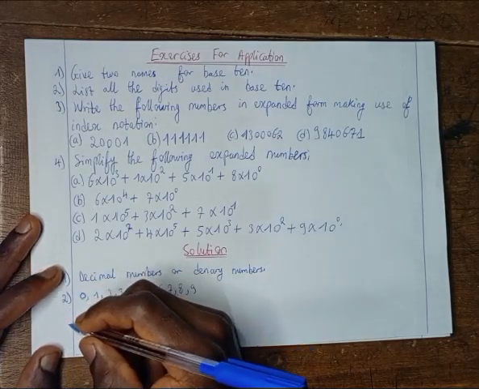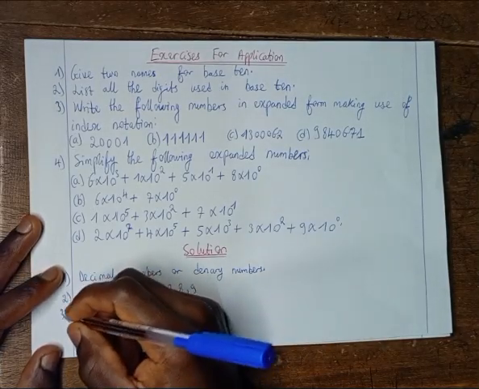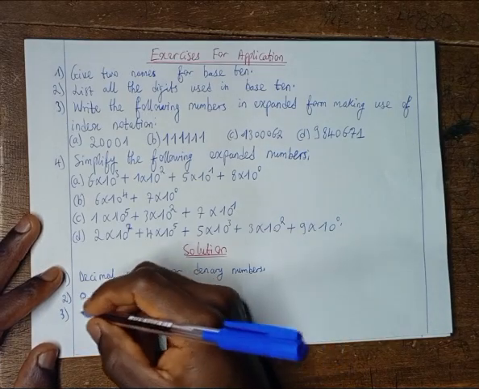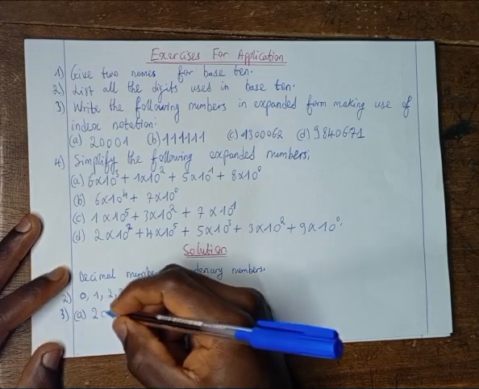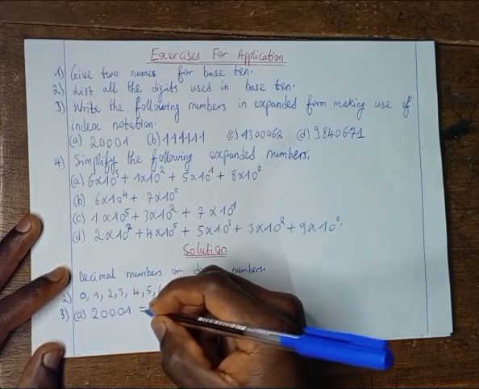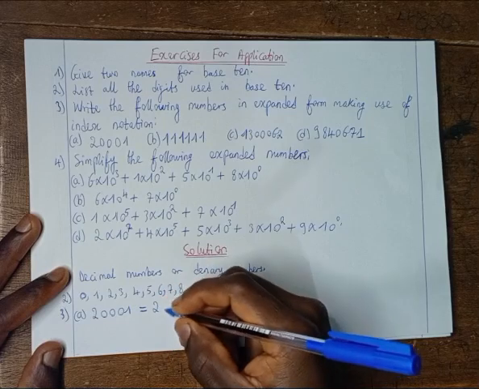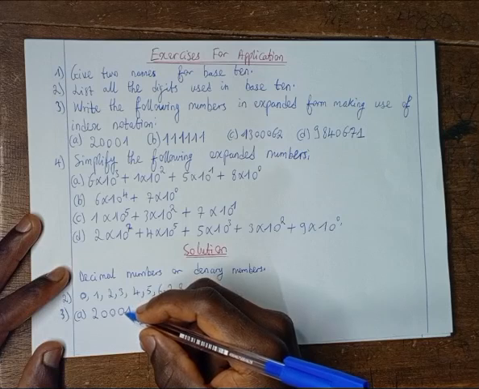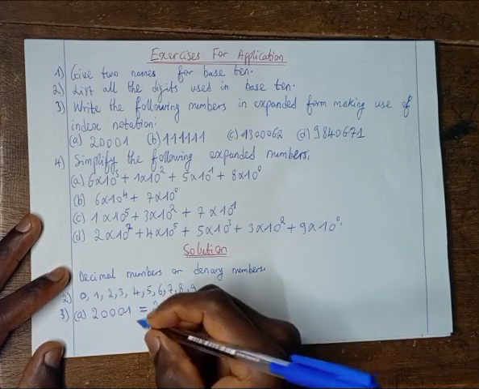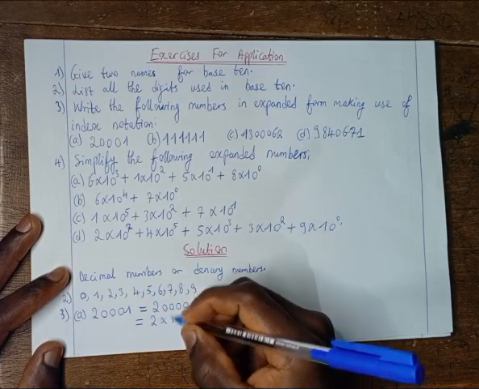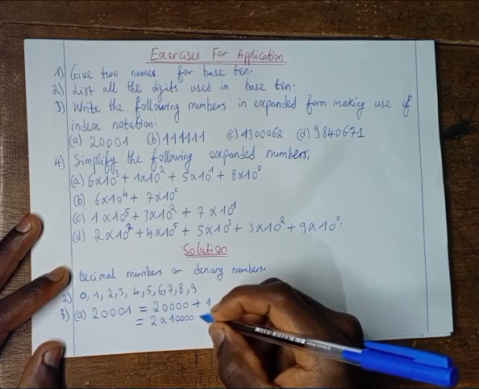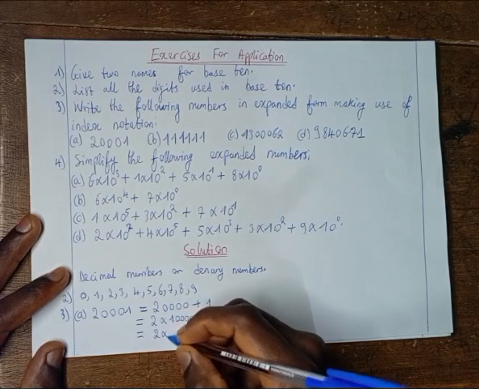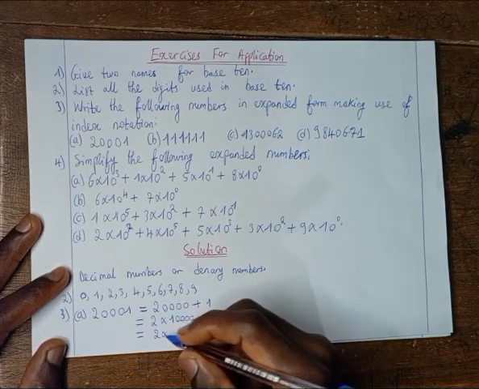Question 3 says, write down the following numbers in expanded form making use of index notation. For question E, we have the number 20,001. We know 2 here has a value of 20,000 plus, we are going to ignore all these zeros, plus 1 which has a value of 1 unit. We know 20,000 can be written as 2 times 10,000 plus 1 can be written as 1 times 1.